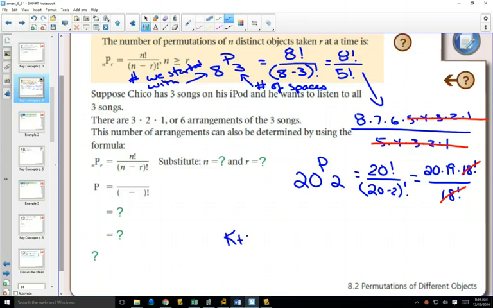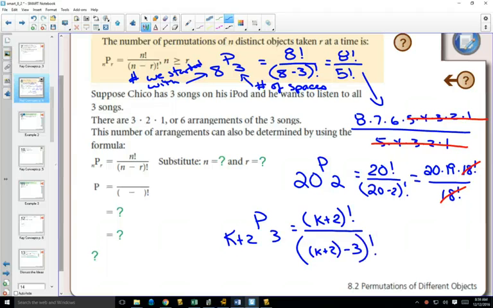What is k plus 2 P k? Or maybe I'll do a smaller number. Maybe I'll just do P3. Well, on the top of your formula, you would have k plus 2 factorial. On the bottom, you would have k plus 2 minus 3 factorial, or k plus 2 factorial over k minus 1 factorial.